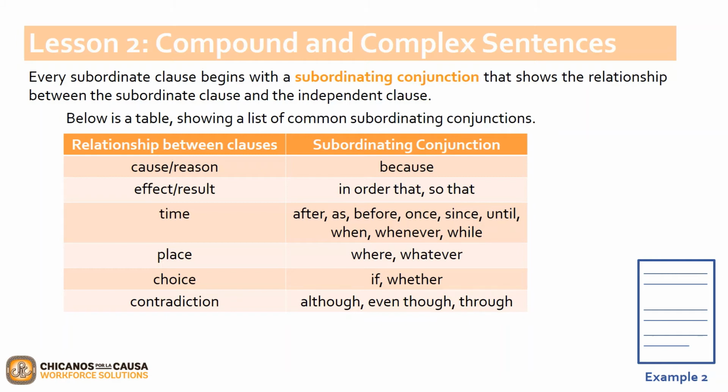In the fifth row, for relationship between clauses, it says choice. And the subordinate conjunction for this would be the words if and whether. In the sixth row, for relationship between clauses, it says contradiction. And the subordinate conjunction for this would be the words although, even though, though.